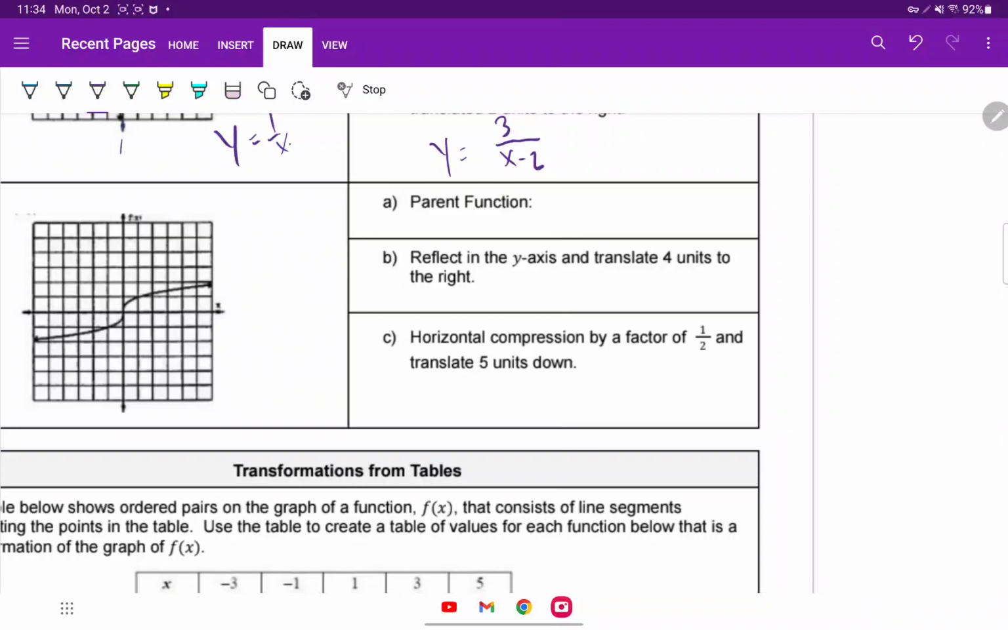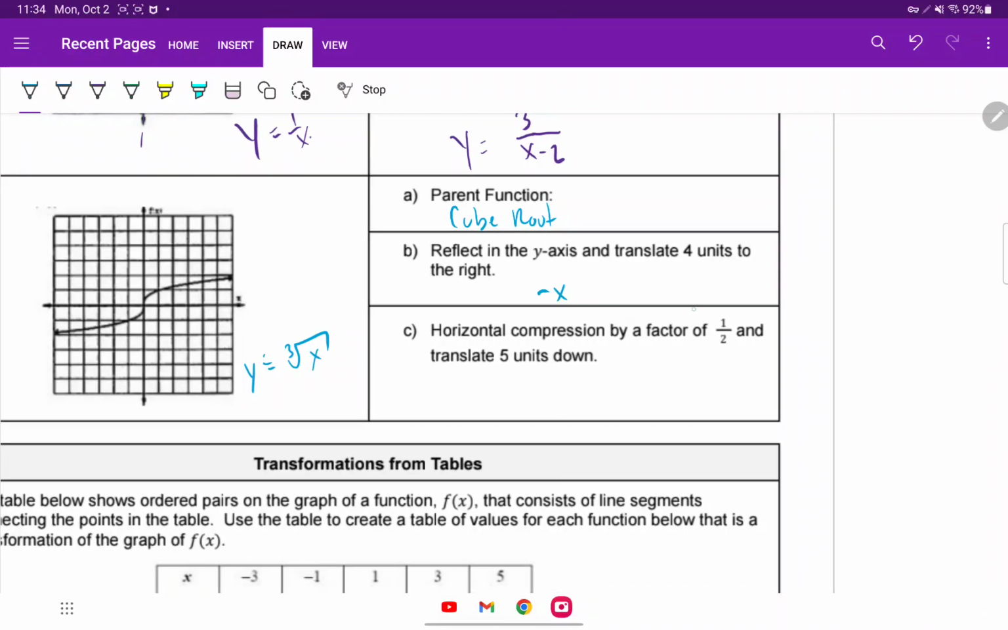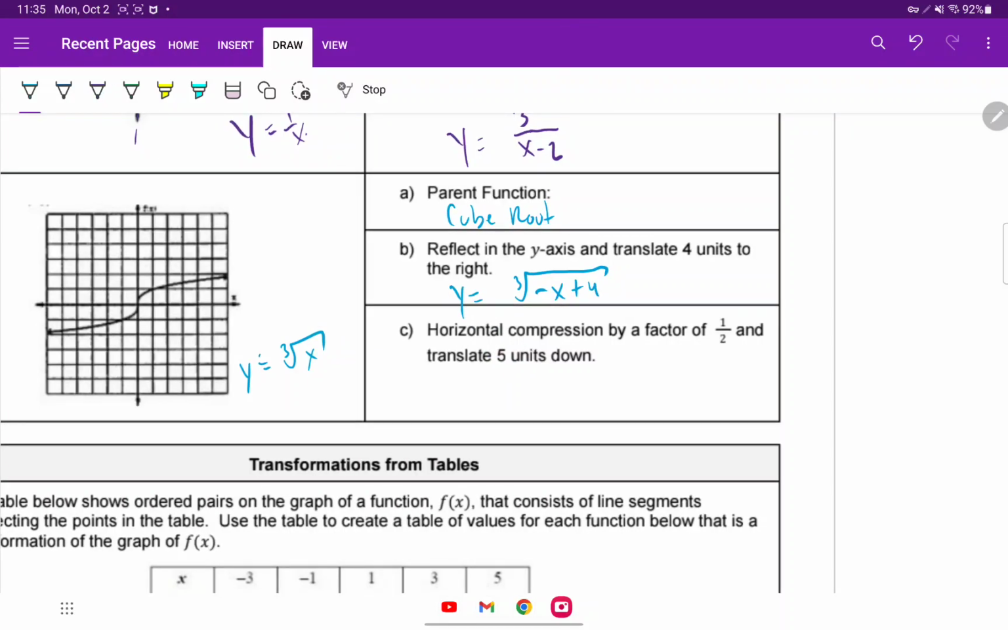All right, let's take a look at the next one. That is the cube root function. All right, so the cube root function, it says reflected. Oh, let's write the equation. Reflecting over the y-axis, that means there's a negative in front of the x. And translated 4 units to the right, which is plus 4. All right, and that's our equation. Oh, I forgot the y equals. y equals the cube root of negative x plus 4.